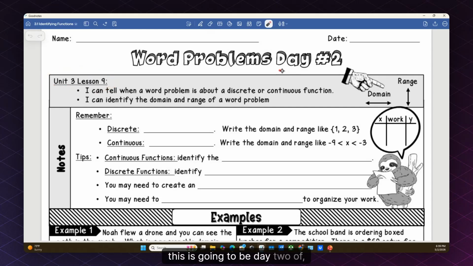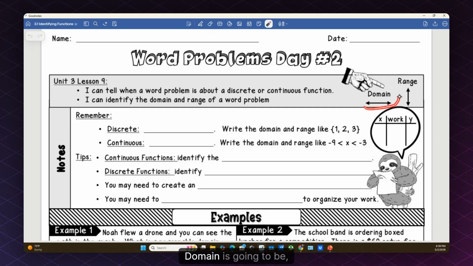This is going to be day 2 of working with problems that are either discrete or continuous functions. And then once we decide whether it's discrete or continuous, we can figure out the domain and range of that. These are word problems, so they're real life scenarios. And word problems can be challenging because you're trying to figure out, of course, all the components to it. If you want to see the day one, that video will be listed before this one on YouTube.